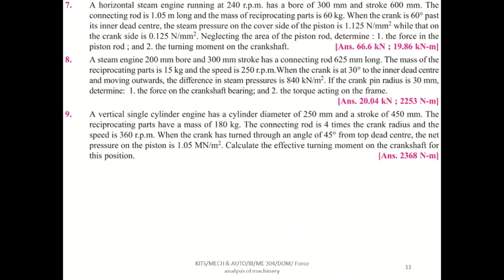So these three problems are similar to the problem we have solved. So try these problems. I'll give you a hint. In the seventh problem they have given a horizontal steam engine running at 240 rpm. I'm giving you the given data and everything. You solve using that 240 rpm. They have also given the bore diameter, capital D, 300 mm, and stroke of 600 mm.